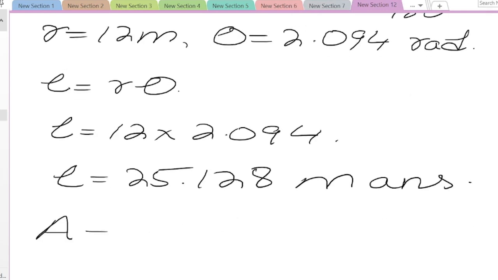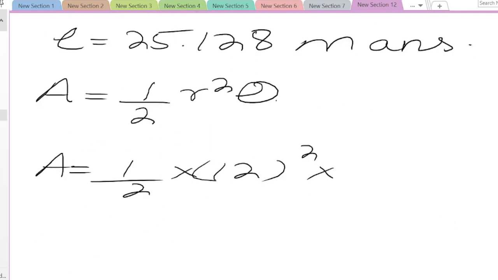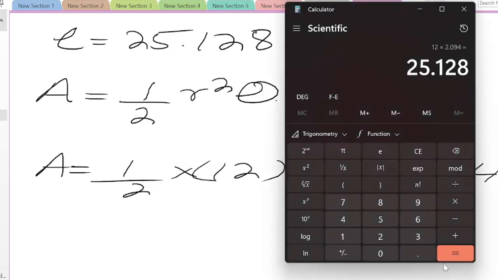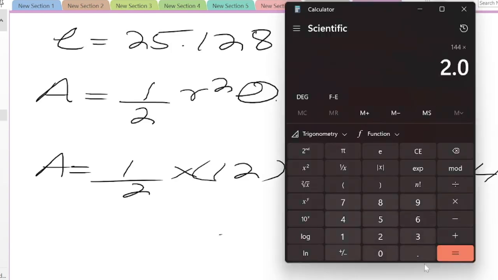But if we need to find the area of sector by using the formula 1 by 2 r square theta, firstly, what is r? That is 12. So we can write 1 by 2 multiplied by 12 whole square multiplied by the value of theta, which we just found, and that is 2.094. So we can write 2.094 here. Okay, what will happen now? Firstly, we will take the square of 12, which is 144. So 144 will be multiplied with 2.094 and then that value will be divided by 2.